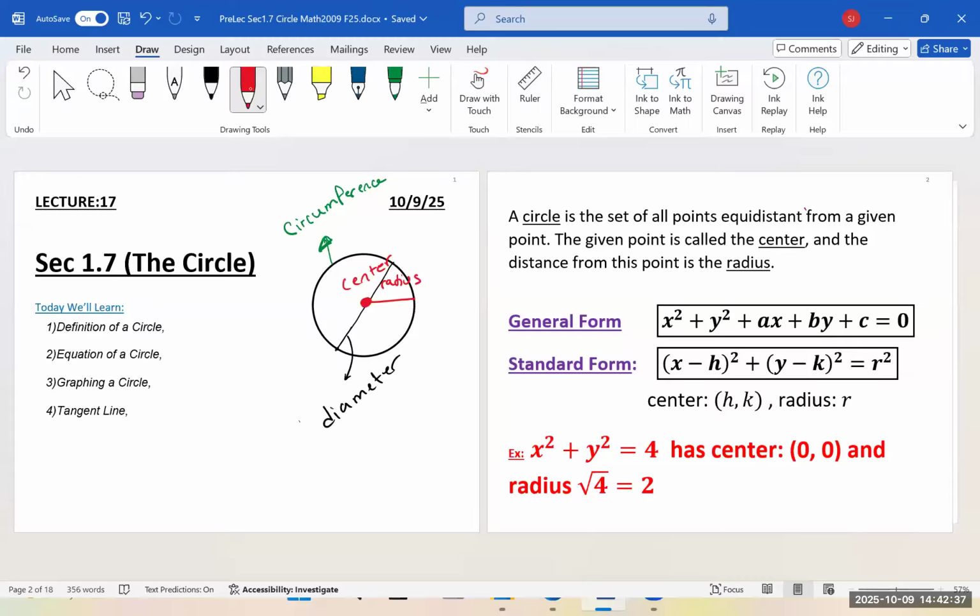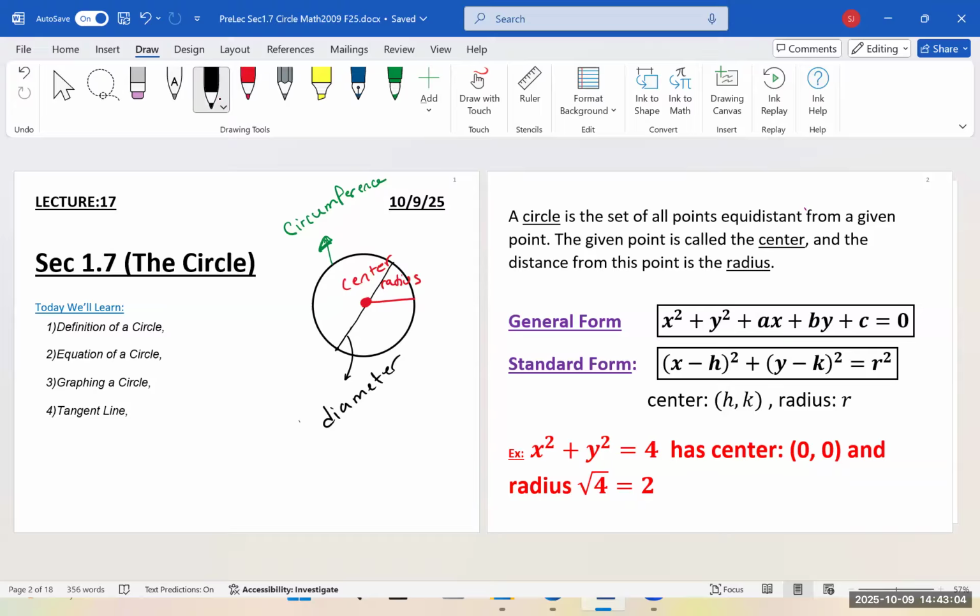For example, here, x squared plus y squared equals 4. This circle has a radius equal to the square root of 4, which is 2. And the center is at the origin, at (0, 0). So we are not subtracting anything from x, we are not subtracting anything from y. So basically it's 0 from x and 0 from y. So at (0, 0), we have our center.